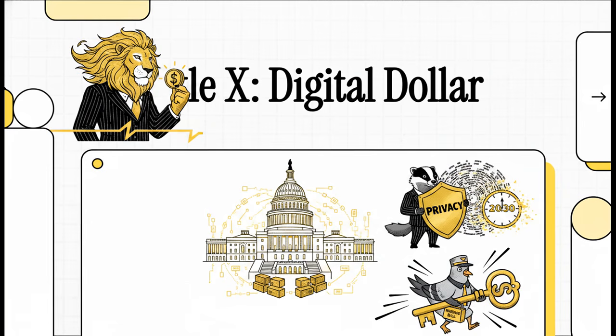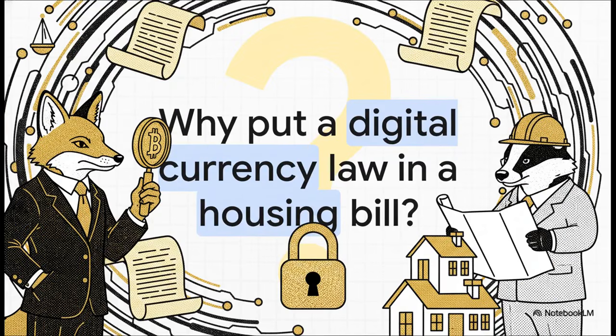Today, we're diving deep into Title 10, a fascinating piece of legislation that just put a ticking clock on the creation of an American digital dollar. Let's get into it. But first, we have to talk about the elephant in the room. This is a major change to the Federal Reserve Act, the very foundation of our monetary system. So why was it tucked away in a law about housing? Seriously, why? That's the big mystery we're going to solve today.